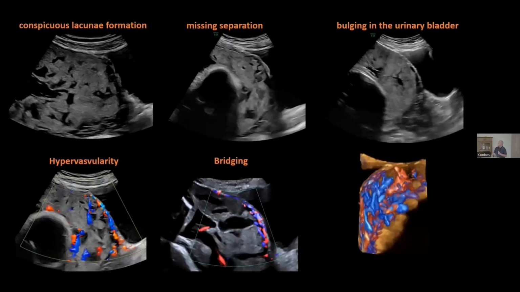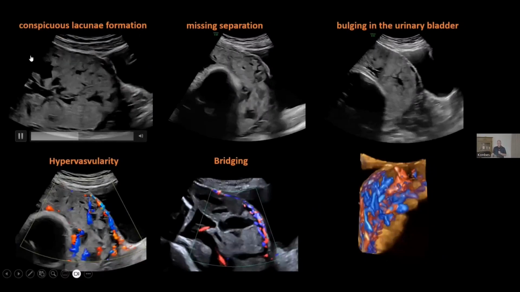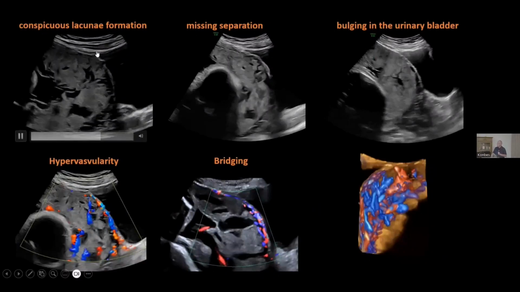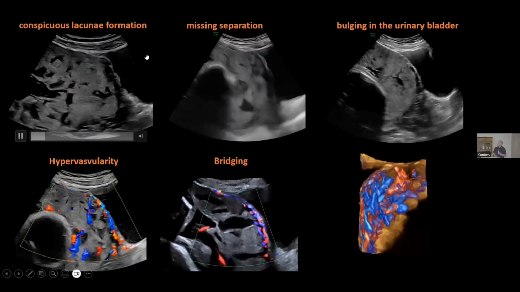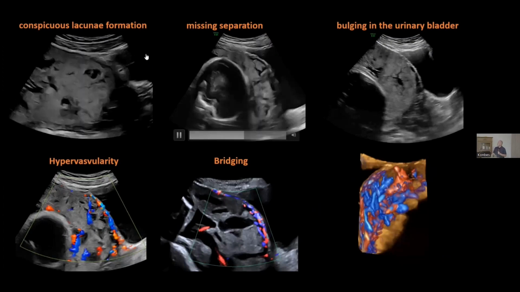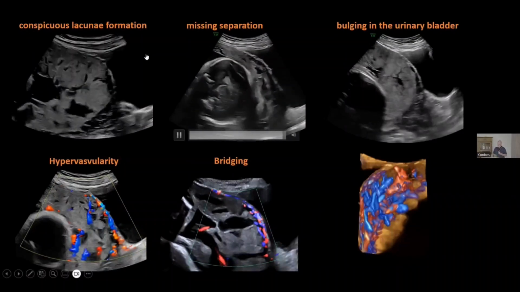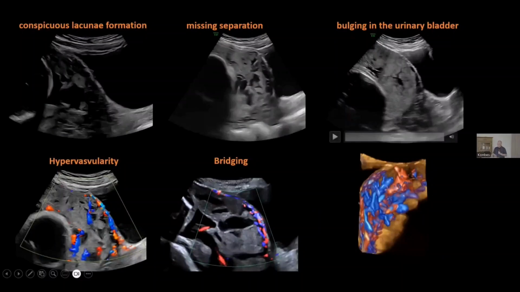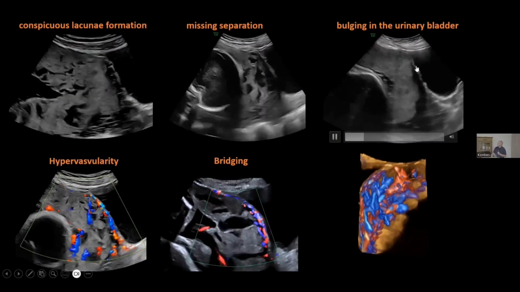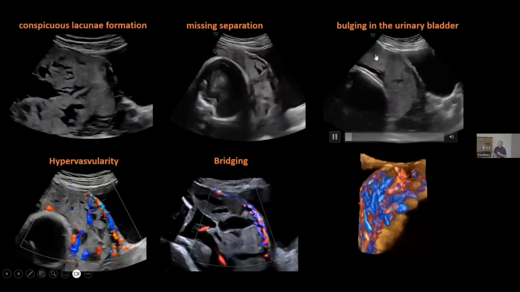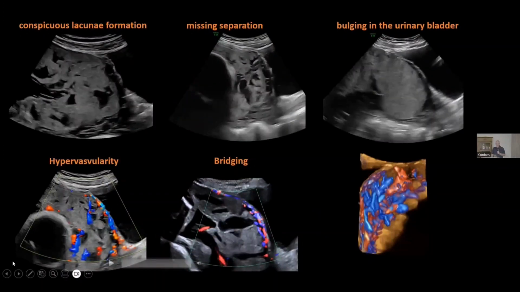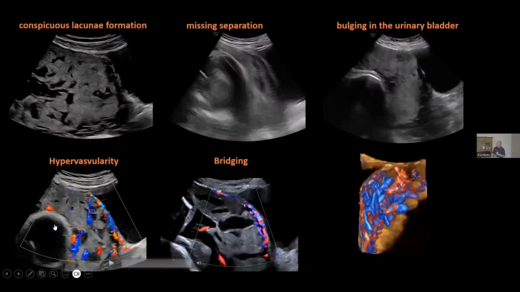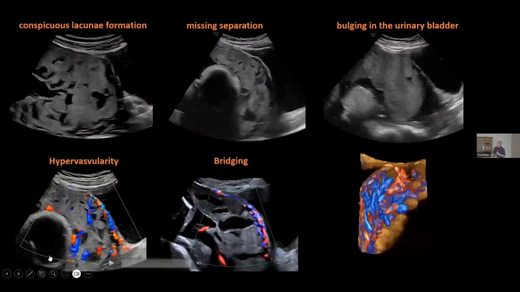And these are some images that show that we have a conspicuous lacuna formation. This is very suspicious for placenta accreta. We also see that there is no separation between the placenta and the myometrium. We see a bulging of the placenta into the urinary bladder. I'm sorry, it doesn't work because of the internet. See here the bulging, and the vascularity in the placenta shows a bridging of vessels.